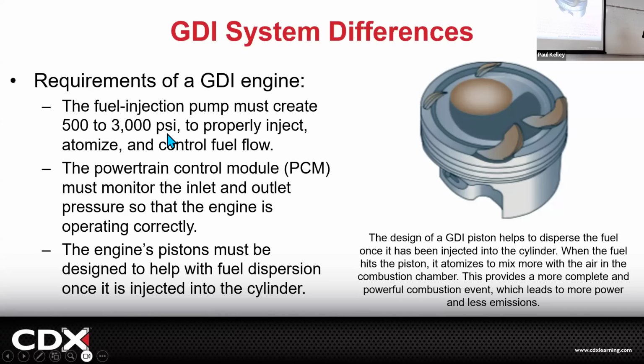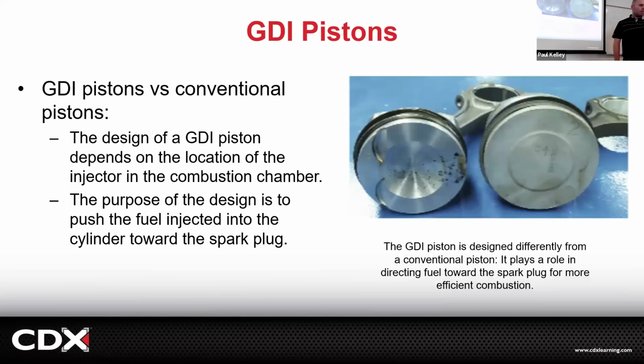So here it's saying 500 to 3,000. I use 4 because 4 is the most common that I see. And the PCM has to monitor a lot of different things. And ultimately, it's all designed for this, and it has some pretty big improvements. So there's a difference between a GDI piston and old school pistons. This one's got this abnormal bowl to swirl it.